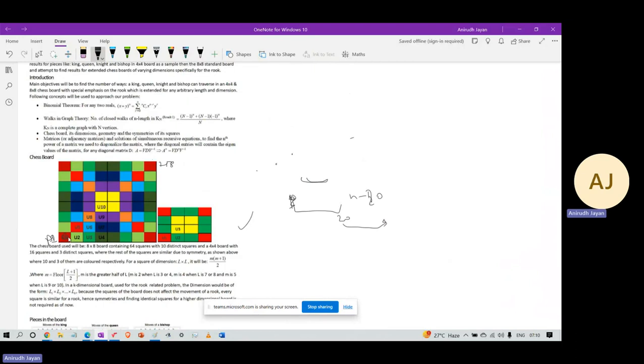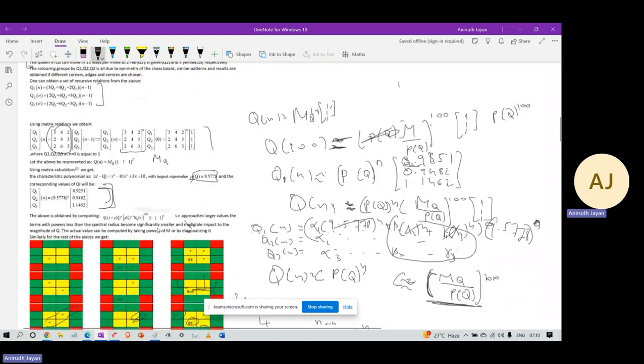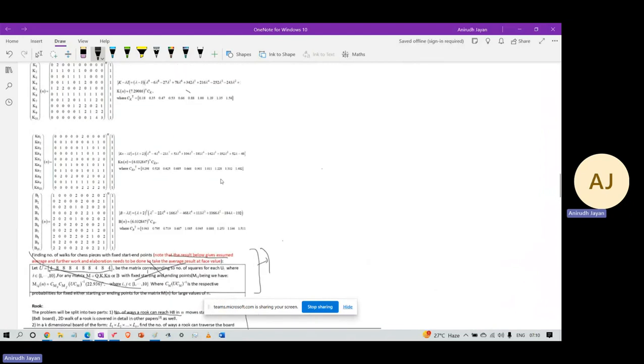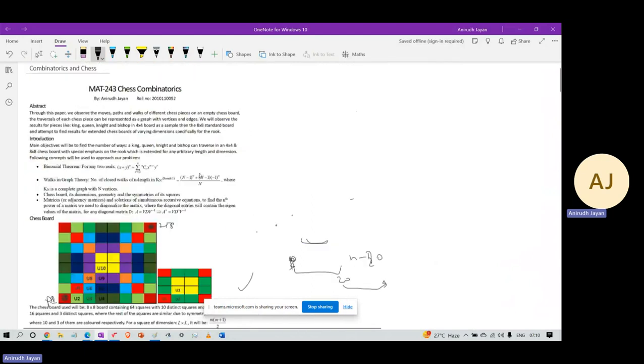Now, number of ways a rook can reach h8 starting from one corner to the other corner, the opposite corner, in n number of moves. This will be our first problem, and the second problem will delve into higher dimensions. Now let us look into the problem first.